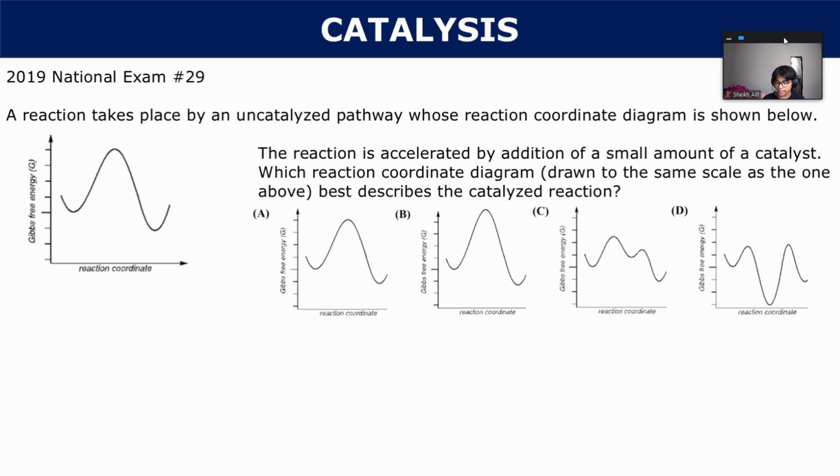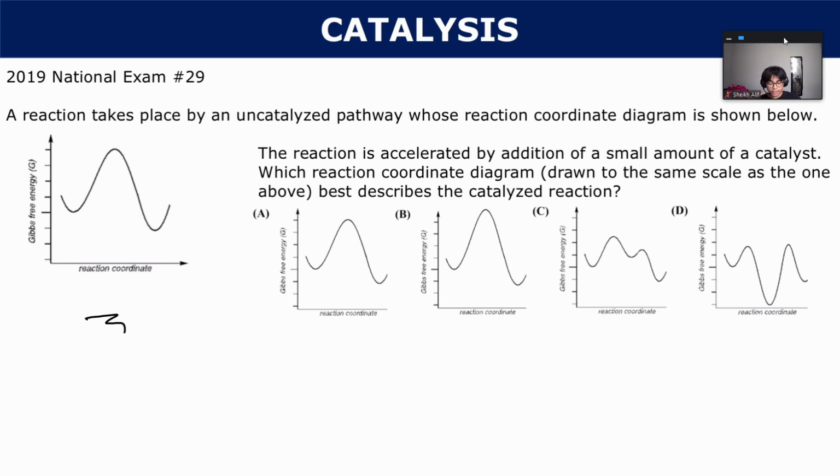A reaction takes place by an uncatalyzed pathway whose reaction coordinate diagram is shown below. It's this one right here. Sorry, my pen just stops working sometimes. This one right here is the uncatalyzed reaction. The reaction is accelerated by addition of a small amount of a catalyst. Which reaction coordinate diagram best describes the catalyzed reaction?